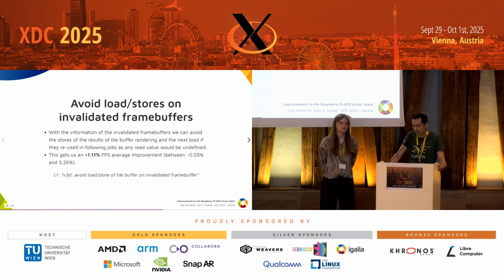Maybe this is not much, but this is because in the traces we were using from GFXBench, there are not many cases where the framebuffers are invalidated. But for instance, in the Chromium browser, using for example Google Maps, there are quite a few invalidations of framebuffers, and in this case the performance improvement is really noticeable. I added here a reference to the commit that implements this optimization.